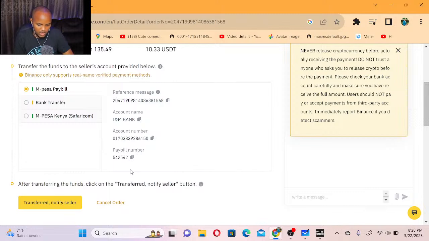Okay, so he is a merchant. I'm not the seller, I'm the buyer. So this is how you place those things. It's very simple. Okay, you can just go through that to know how you get money through P2P trading. So I'm going to put that account number right there. Okay, so I'm going to put the amount. I placed 1400. This is very simple.